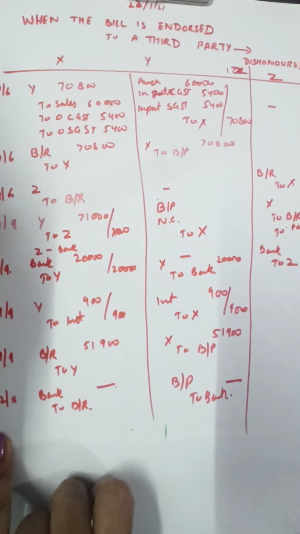Now girls, with this we proceed to the questions. The cases of bills of exchange are almost all done. Next is when the bill is endorsed more than once and it is dishonored. Let us take the next video now.